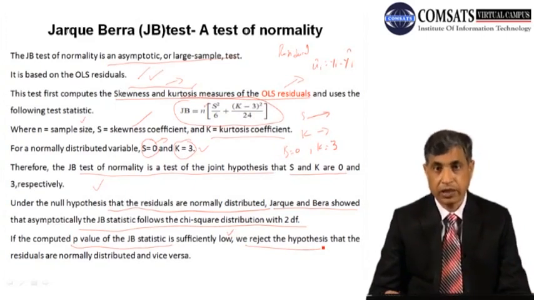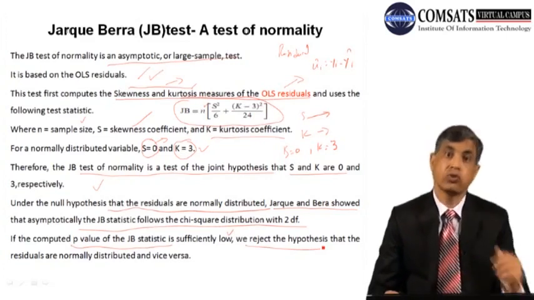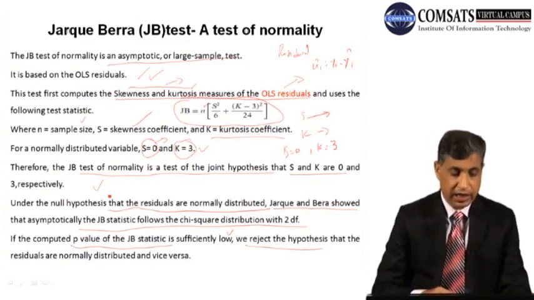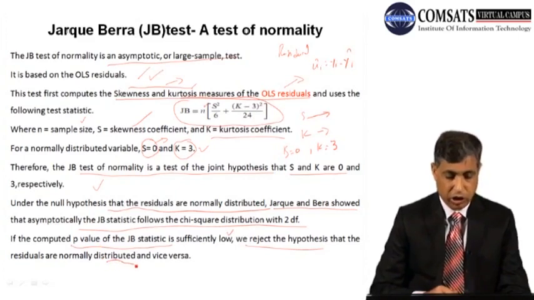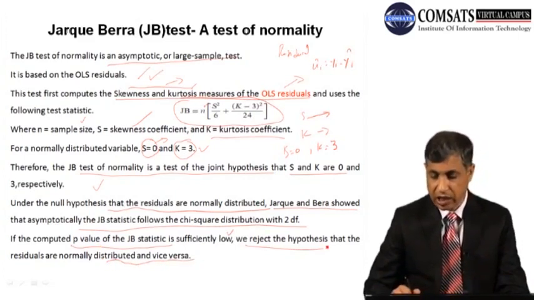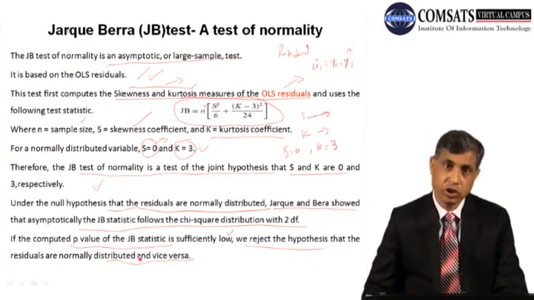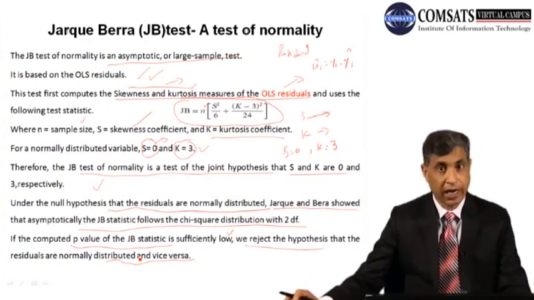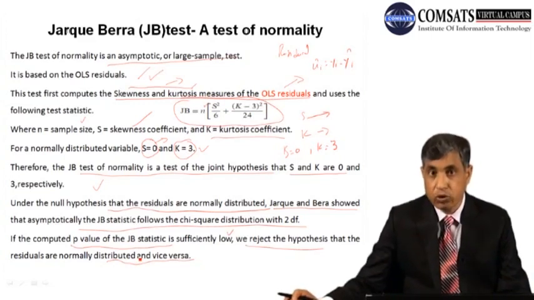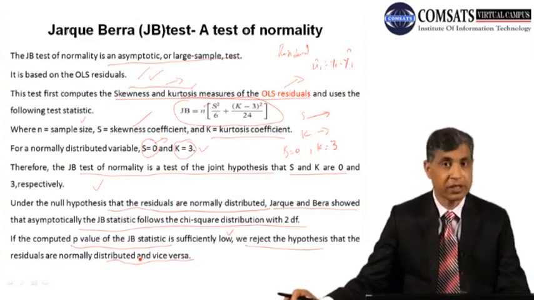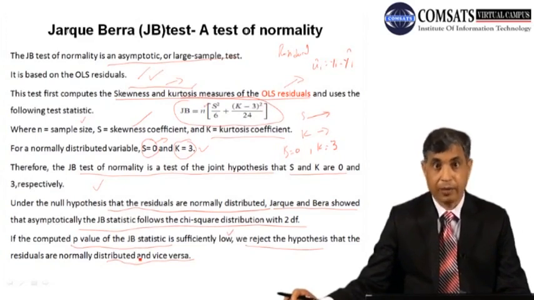And what was the null hypothesis? That the residuals are normally distributed. Indirectly we are saying that our residuals are not normally distributed. Our hypothesis was that they are normally distributed, but we reject this null hypothesis. And if the p-value is greater than 10%, we do not reject the null hypothesis, and the inference is that our residuals are normally distributed.